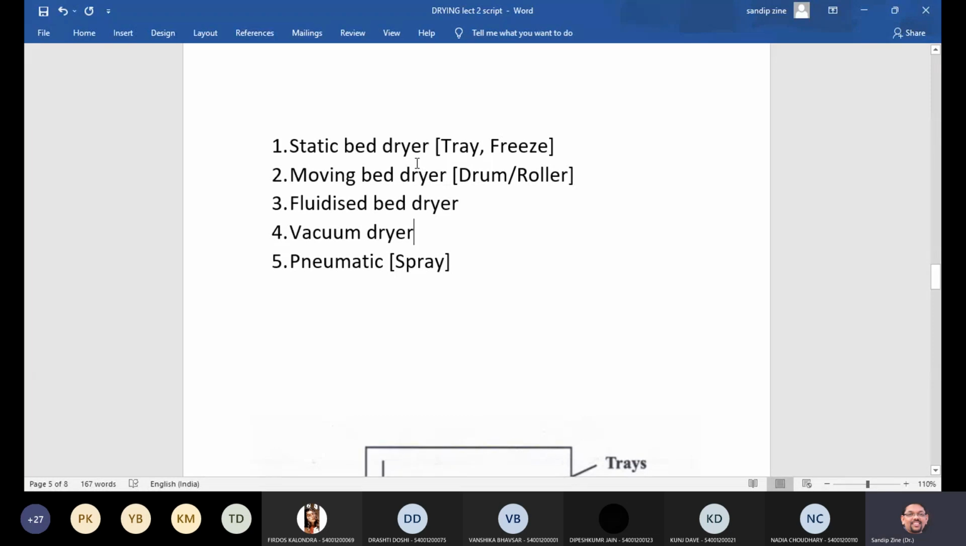So today we are exclusively focusing on classification of dryers, and these are some examples: static bed, moving bed, fluidized, vacuum, and pneumatic. While working on this particular topic, or just to get well acquainted with all these dryers, we will maintain one flow so that your understanding about all these dryers, based on whatever terminologies we have seen in the previous session, will become more clear.